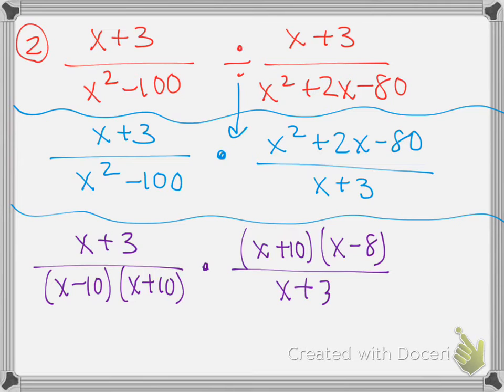So then, Fruit Ninja time, what can divide out? So the x plus 10s will go away. Hi-ya, hi-ya. The x plus 3s, hi-ya, hi-ya. And you're left with x minus 8 at the top and x minus 10 below. So that is your final answer.